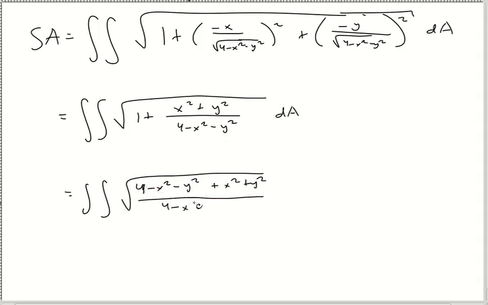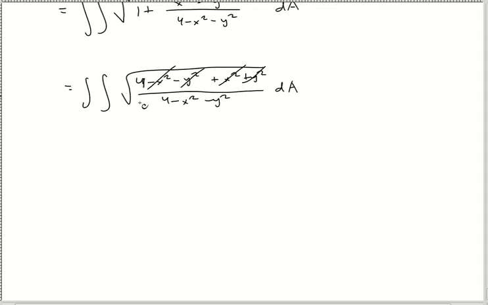Just doing some math here to simplify. You can see that these guys are going to cancel. Those guys are going to cancel. The square roots for both of them. And so the square root of 4 is simply a 2, and then we still have the square root in the bottom.